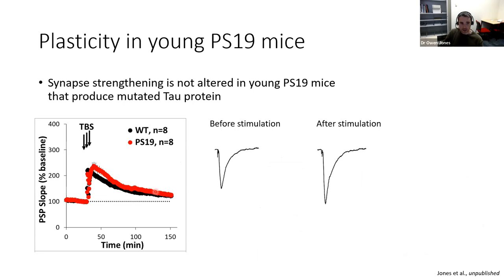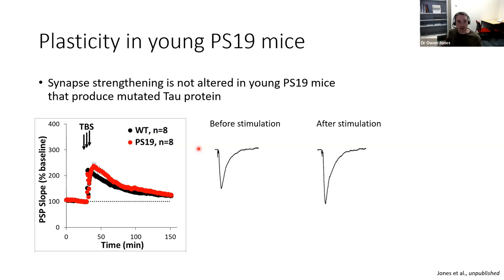So I started using these PS19 mice, and I started using them at a younger age, at 2 to 3 months old, which really corresponds to being a juvenile human or a young adult human. And I found actually that at this age, synapse strengthening seems to be completely intact in these mice. So I've got two groups of mice here, my regular wild type mice and my PS19 mice that have this mutated tau protein that you see in frontotemporal dementia patients.